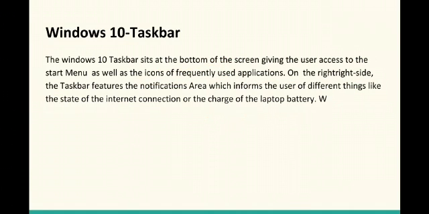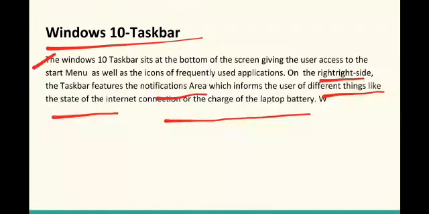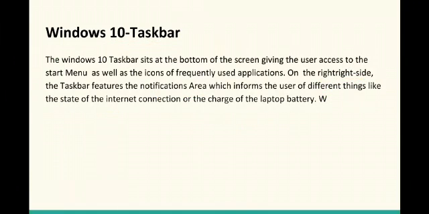Windows 10 taskbar, next topic. The Windows 10 taskbar sits at the bottom of the screen. We can see the bottom of the screen. Windows 10 provides a taskbar facility, giving the user access to the start menu as well as the icons of frequently used applications. On the right side, the taskbar features the notification area, which informs the user of different things like the state of the internet, the connection of the charger, and the laptop battery.